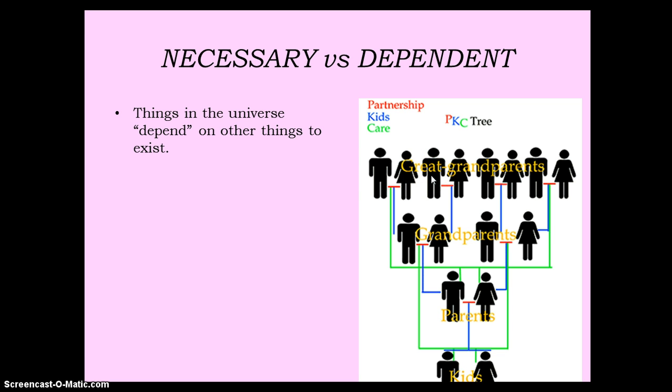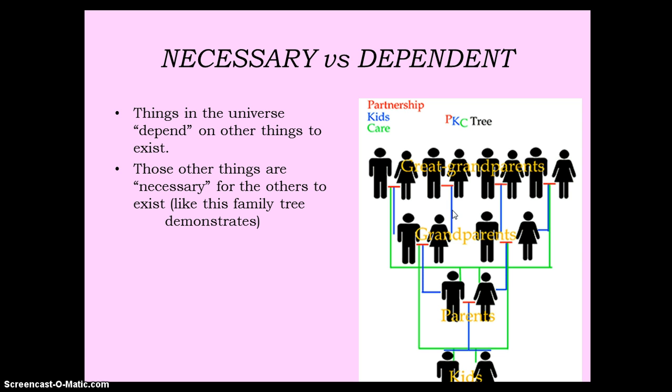So very much like the first two arguments, things in the universe depend on other things to exist, like we depended on our parents, and those parents each depended on their sets of parents, etc., etc. Those other things are necessary for the others to exist. Grandma and Grandpa were necessary for my mom to exist, as well as they were necessary for my dad to exist. Same with you guys. And then both your parents are necessary for you to exist. We are dependent on them. And when you have children, you will be necessary for them to be possible, for them to exist.